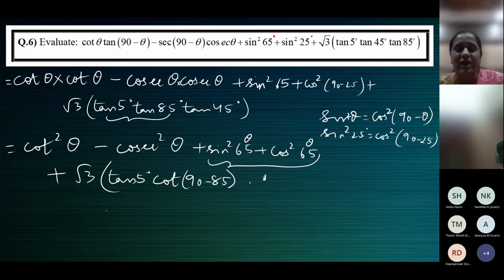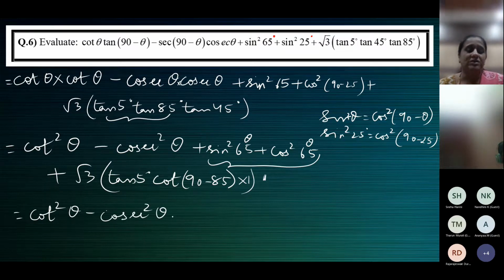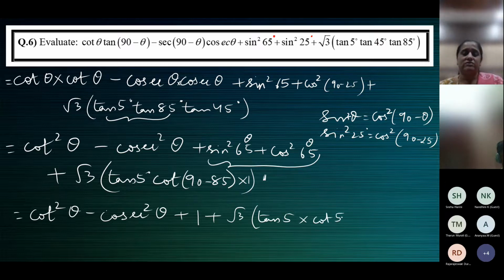And tan 45, the value from the table, is 1, into 1, into 1. Now come from the beginning. Cot square theta, I'll tell you what to do with this. Actually, you can do that in this step itself, but I'm not doing it for you. Cot square theta minus cosecant square theta plus sine square theta plus cos square theta is 1 plus root 3 into tan 5 degrees into cot 5 degrees, because 90 minus 85 is 5. And into 1. So you can just omit it.